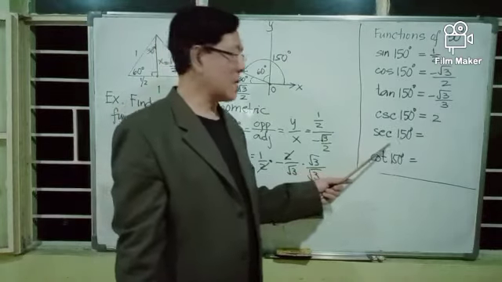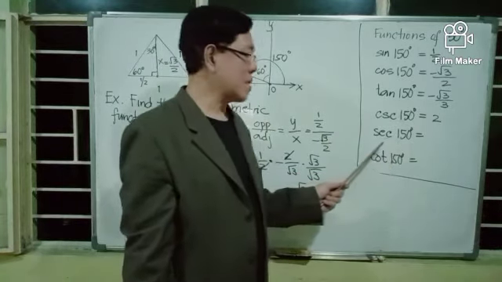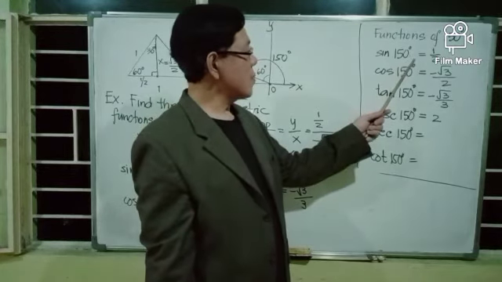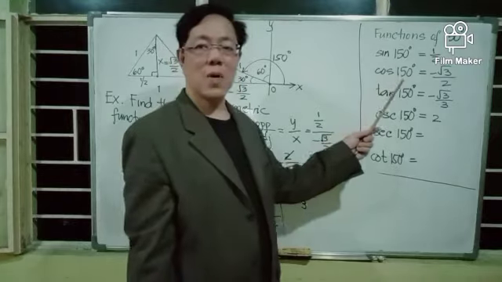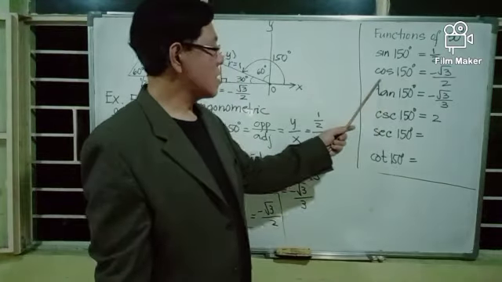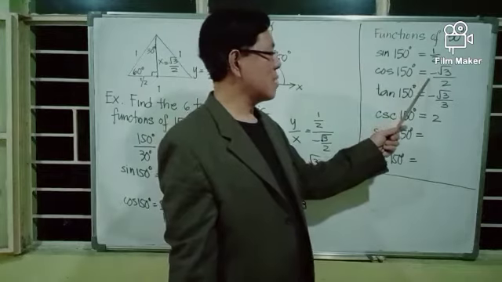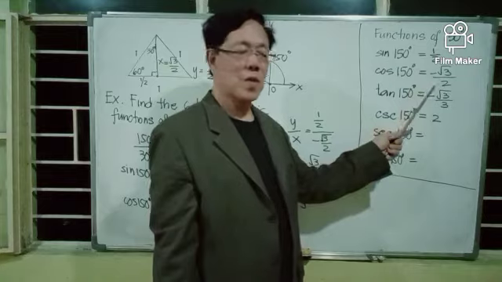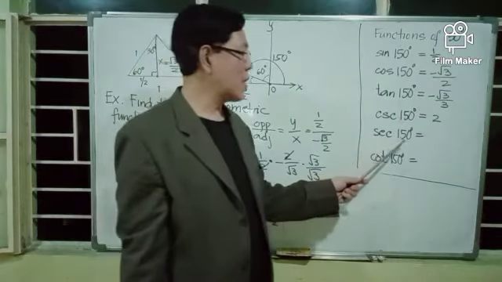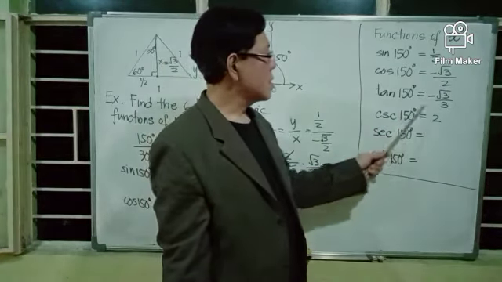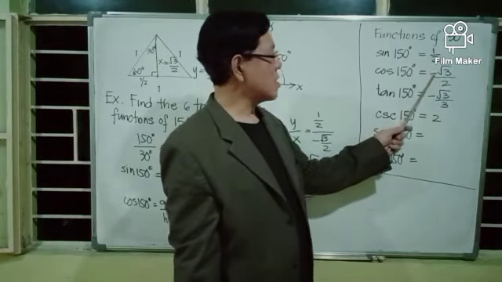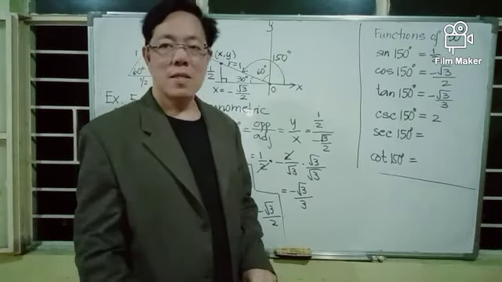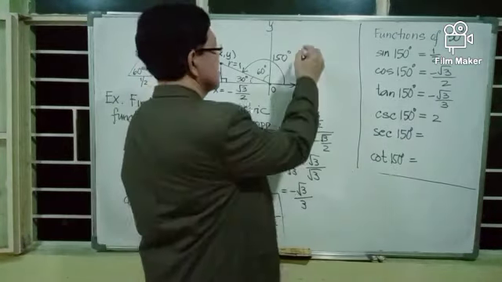The value of secant of 150 degrees is equal to the reciprocal of the value of cosine of 150 degrees. Cosine of 150 degrees is negative square root of 3 over 2. The reciprocal of negative square root of 3 over 2 is the value of secant of 150 degrees. And negative square root of 3 over 2, its reciprocal is negative 2 over square root of 3.